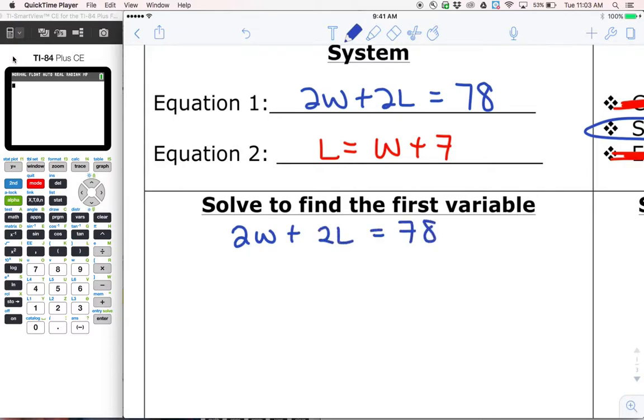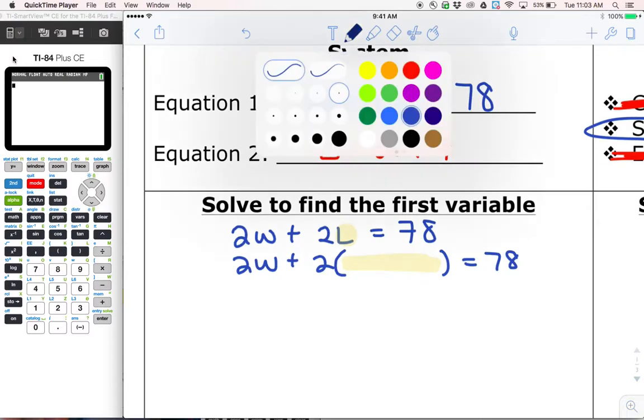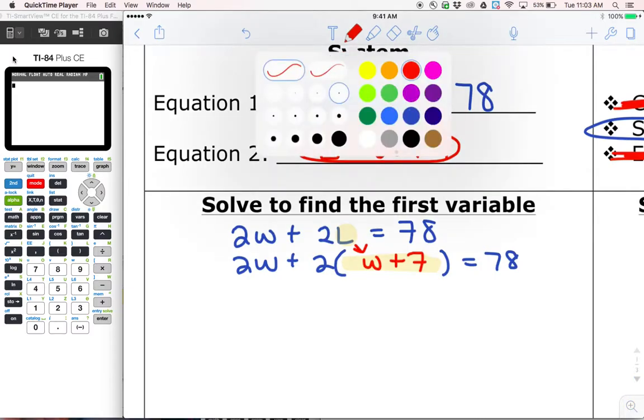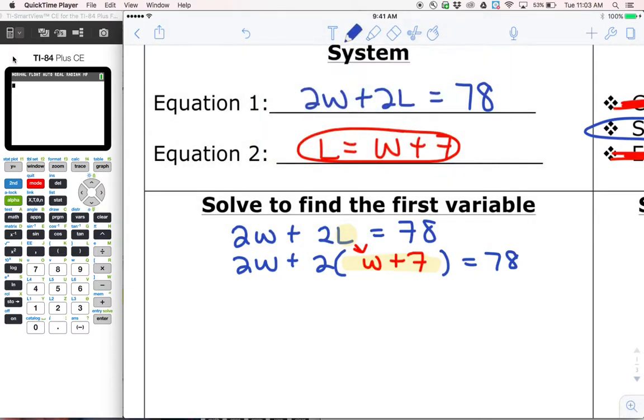Now substitution means I'm taking one equation and plugging it into the other, and I have L equals. So I'm going to take 2W plus 2L, except I'm not writing L. What am I writing that means the same as L but looks different? Well, I know that L is equal to W plus 7. So instead of writing L, I get to write W plus 7. This allows me to have just one variable, which makes it solvable, which is great. So we still have 2W in the front, plus 2W here plus 14 equals 78.